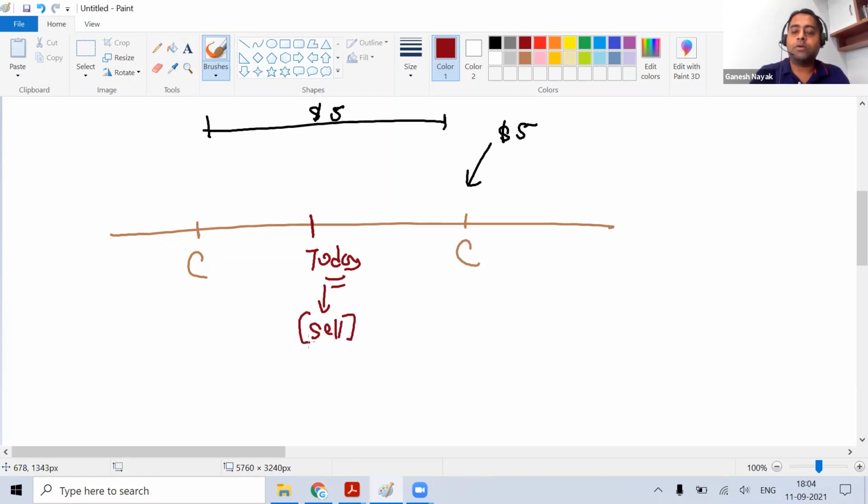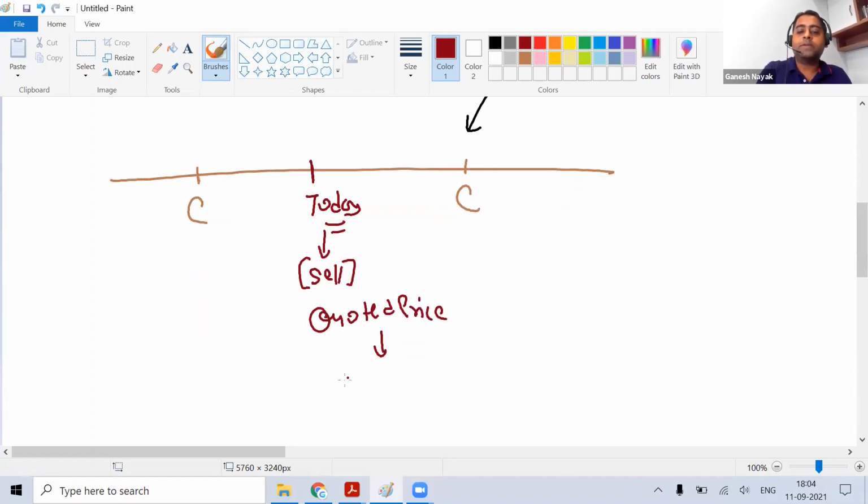Suppose you want to sell the bond, then what you will do is you will go to the market, you will find the quoted price. So you will go to the market, you will get the quoted price. This quoted price is also called the clean price. Okay, right? And then what you will do is you will add the accrued interest.